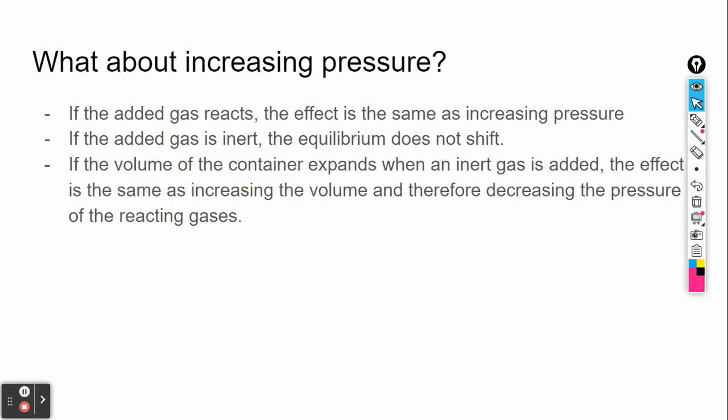So when we think about it, increasing pressure is the same as decreasing volume. If you're increasing pressure, if the added gas reacts, then the effect is the same as just increasing the pressure. If the added gas is inert, this is a little different. Your equilibrium won't shift. If the volume of the container expands when you add an inert gas, the effect is the same as increasing the volume and therefore decreasing the pressure of the reacting gases.